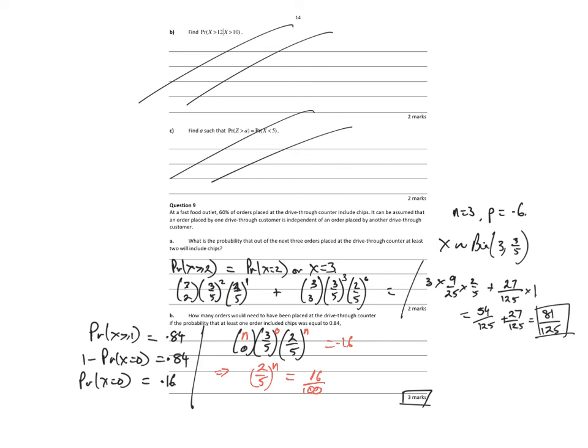Nah, not going to be very nice. And what's 16 on 100? 8 on 50, 4 on 25, isn't it? 4 on 25. Oh, it works out for us, doesn't it? Look at that. So that implies that 2/5 to the n has to equal 2 on 5 squared. If I simplify that, that implies that n is equal to 2.